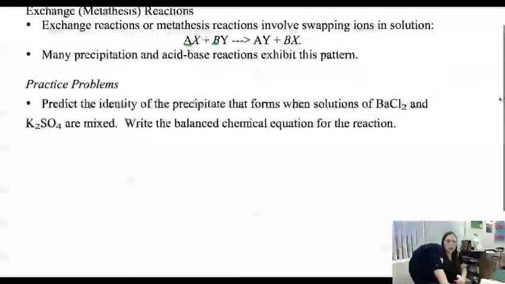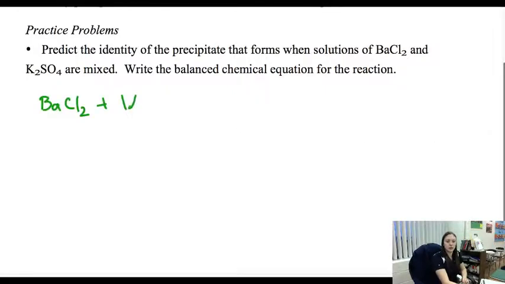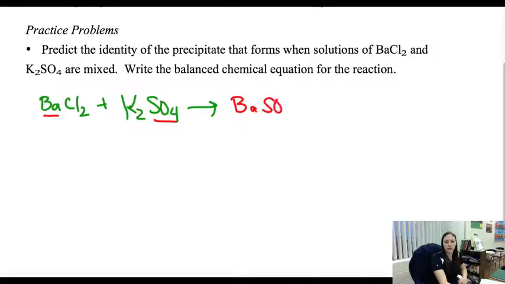Predict the identity of the precipitate that forms with solutions of BaCl2 and K2SO4. Write the balanced equation for the reaction. So I've got BaCl2 plus K2SO4, and we're going to double replace here, so two things are going to switch. So my barium is going to go with the sulfate, not with the potassium, because they're both positives or both metals. So I take Ba, I put that with an SO4. Look at my charges. Barium is always a 2+, sulfate's always 2-, so I'm good there. Plus my potassium plus my chlorine.